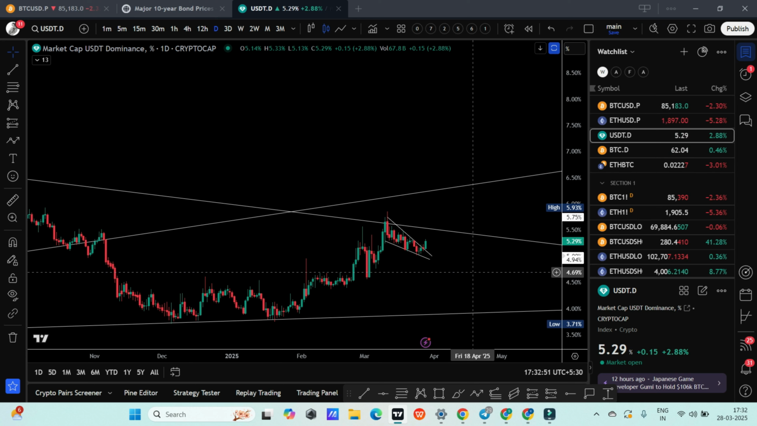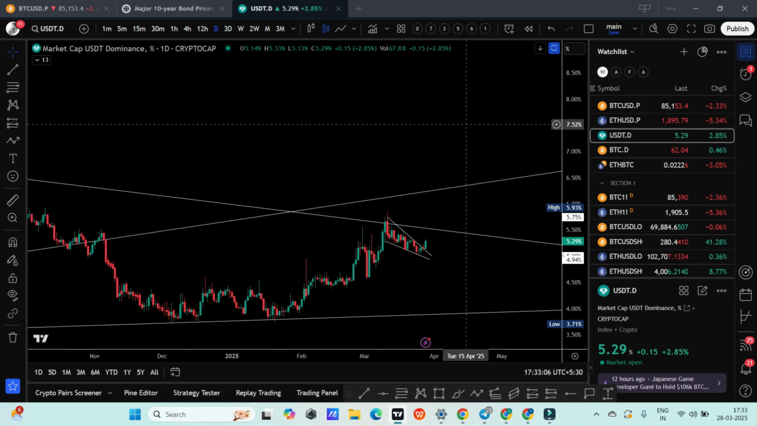If that is not to happen, then the market has to close above $80,000 by the end of this week. If it does not happen like that, then the market will collapse. There is no other chance. It is definitely what will happen.